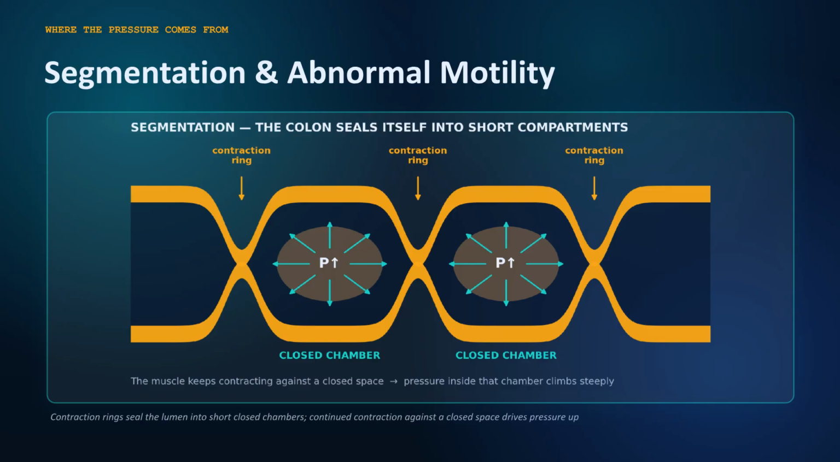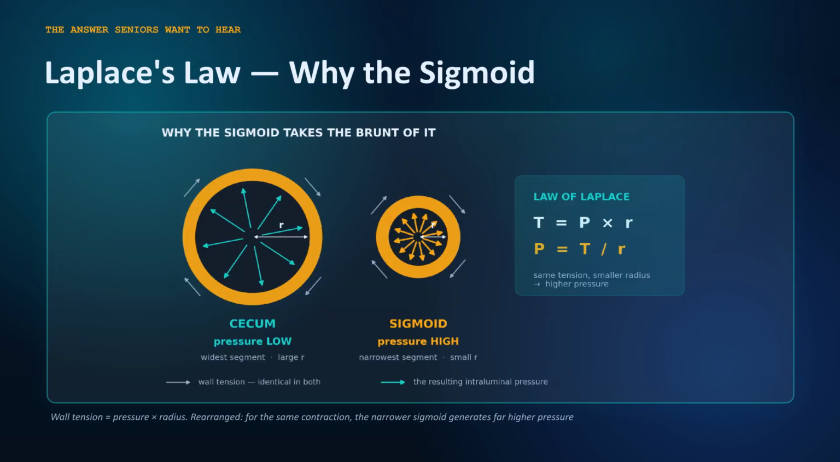In a healthy colon, these waves are coordinated and brief. In diverticular disease, they are exaggerated and poorly coordinated, and that is exactly what we mean by abnormal motility. Think of it as a row of small pressure chambers, rather than one long moving column. Now the question that separates a good answer from a great one.